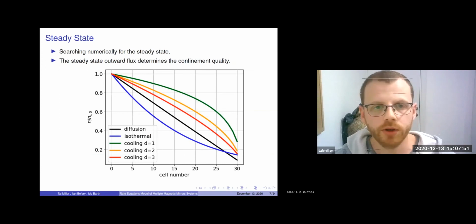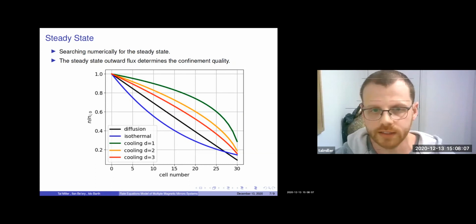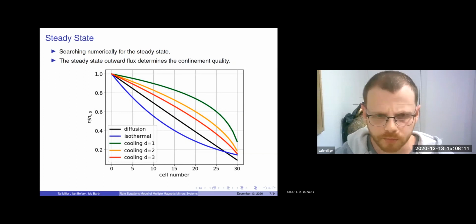We search numerically for the steady-state solution where we inject hot particles from the main cell into the multimirror section, and we want to find a steady state where the total flux in the system is constant and the time derivative of the densities is 0. We can make this solution when we assume different things about the temperature.